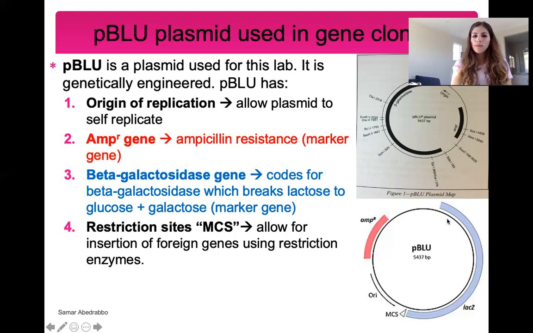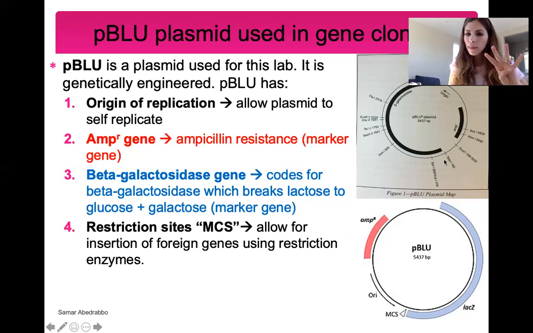So this is what our pBLU plasmid has on it. It has 4 things. It has an origin of replication, it has the ampicillin resistance gene, it has the beta-galactosidase gene, or the LAC-Z gene, and it has an area for restriction sites, which is also called the MCS.